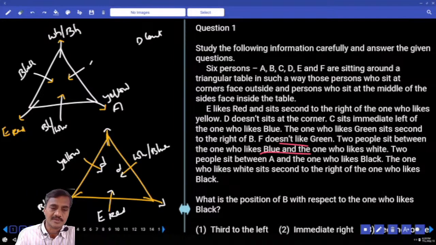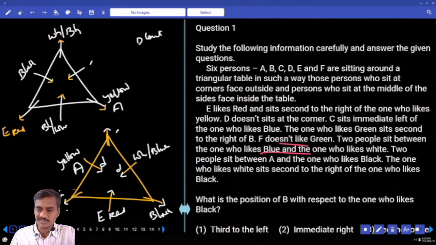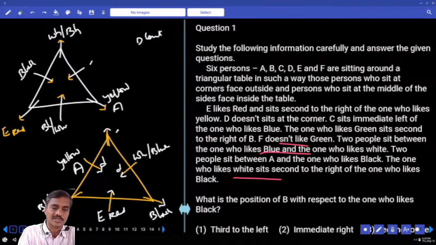Clear? A and black. Again coming back to this one, you cannot have A at this place, and we cannot have A here. And so A is here, now this person must like black. Two people sit between A and black. The one who likes white sits second to the right of black.